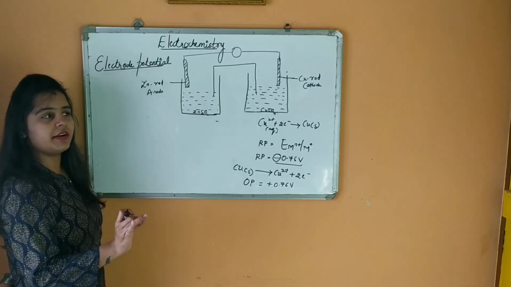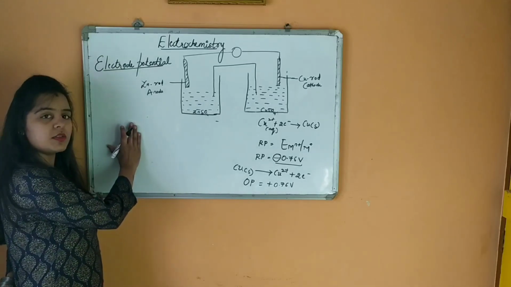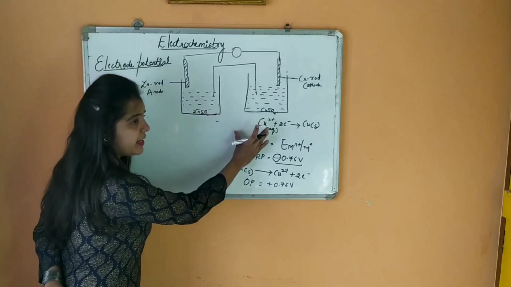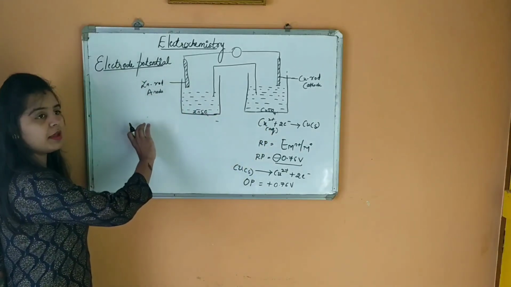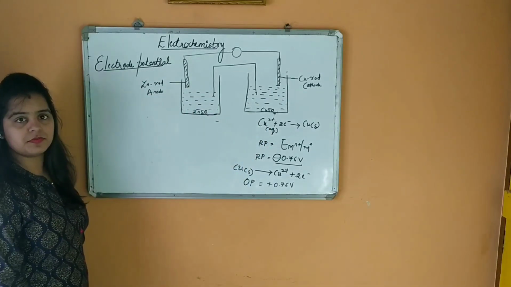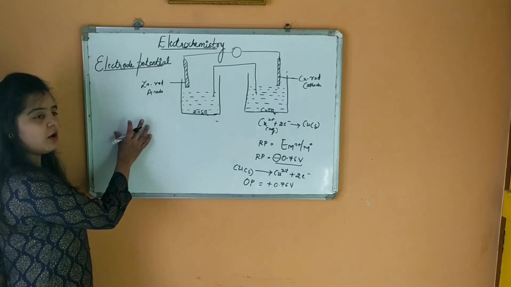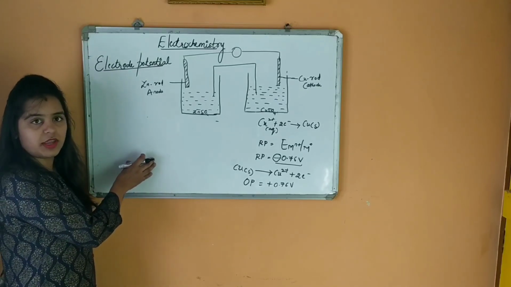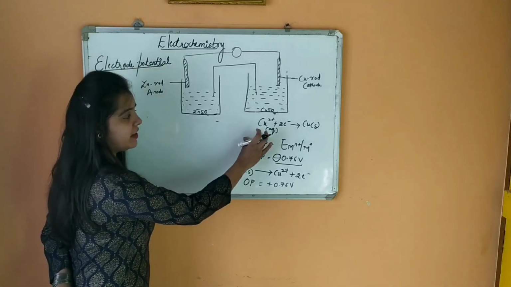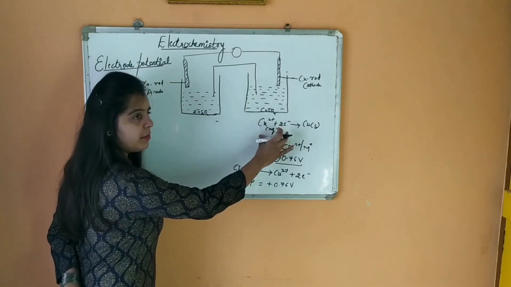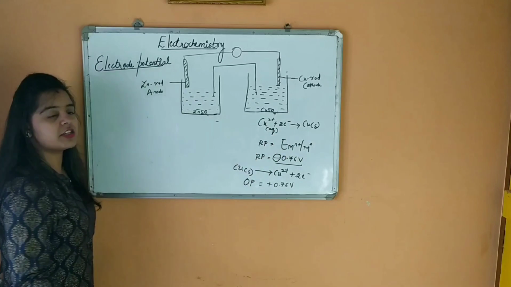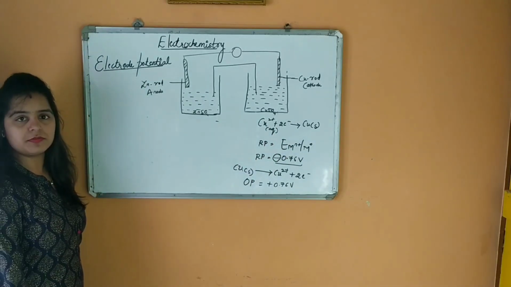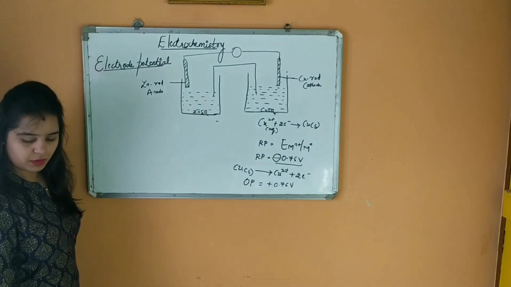So, in general, whether it is an oxidation reaction or reduction reaction, they can be reversed. For this cell, oxidation reaction also can be written, reduction reaction also can be written. And for this side, the oxidation reaction and reduction reaction both can be written. Is it clear? Okay.